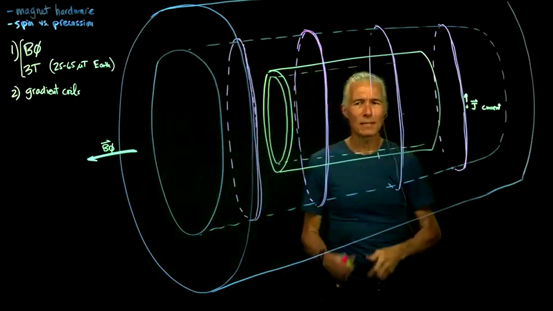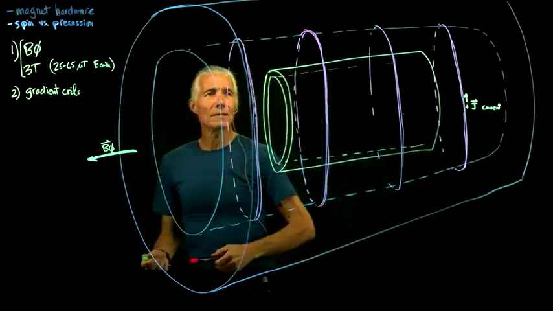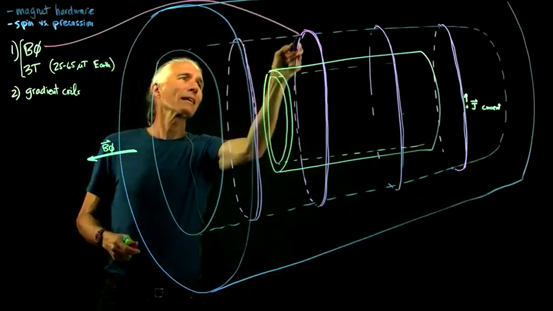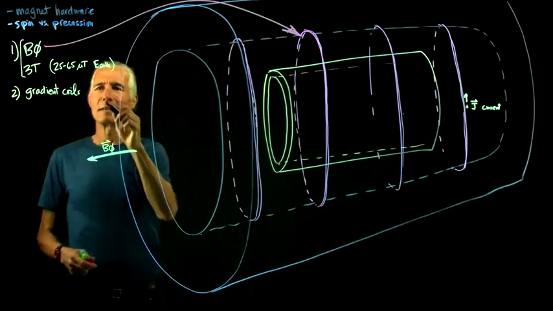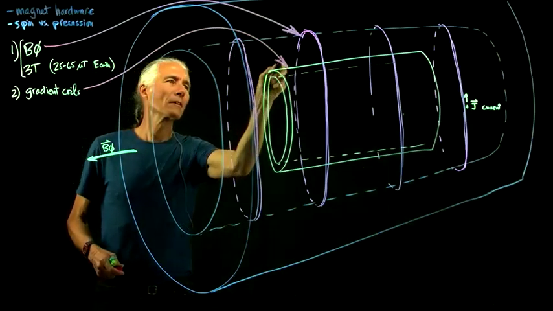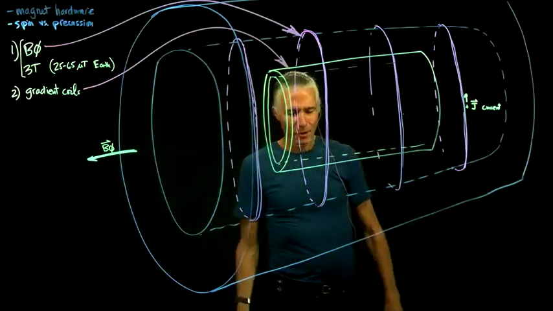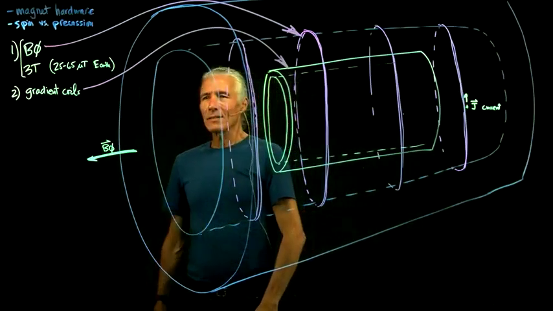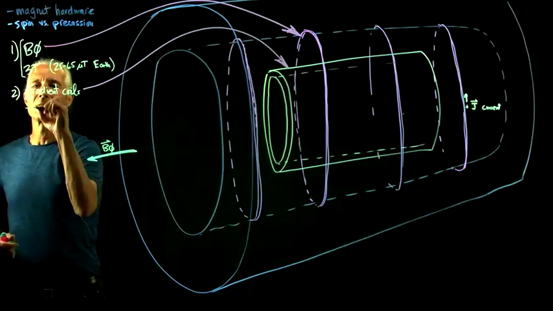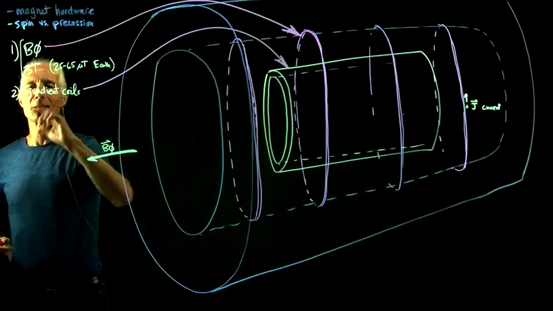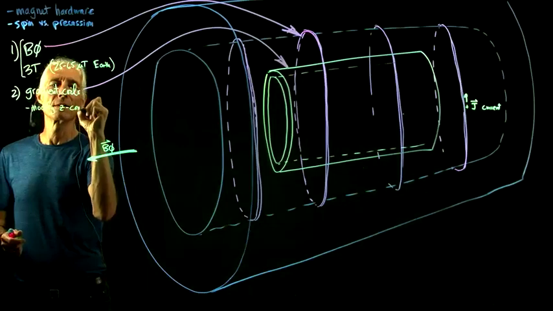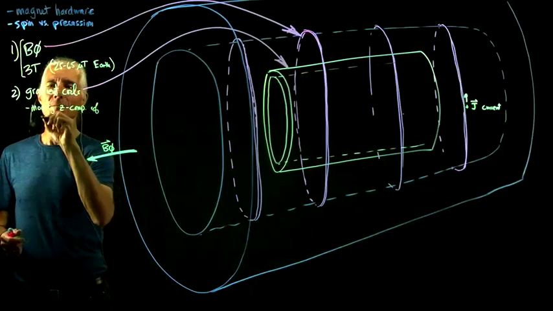Let's label this. So here's the B0. So that's that guy. And the gradient coils are this guy. So what's the point of the gradient coils? The point of the gradient coils is to modify the Z component of B0.